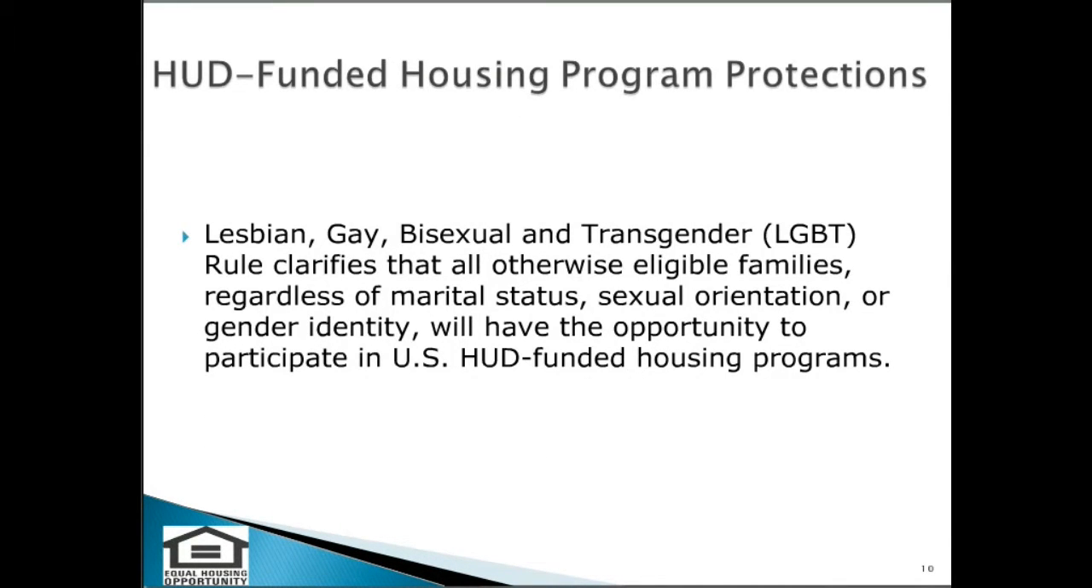HUD-funded housing program protections. The lesbian, gay, bisexual, and transgender rule, or the LGBT rule, clarifies that all otherwise eligible families, regardless of marital status, sexual orientation, or gender identity, will have the opportunity to participate in U.S. HUD-funded housing programs. While this rule is not adding a protected class to the Fair Housing Act, it could apply to protections already in place under the Act, such as the federal protection of sex as a protected class, and therefore a tenant in HUD-funded housing could have a fair housing claim based on this. Again, keep in mind that at this time the LGBT rule only applies to HUD-funded housing programs.